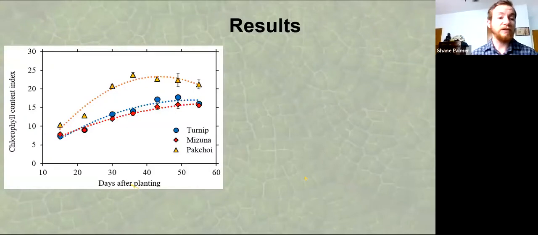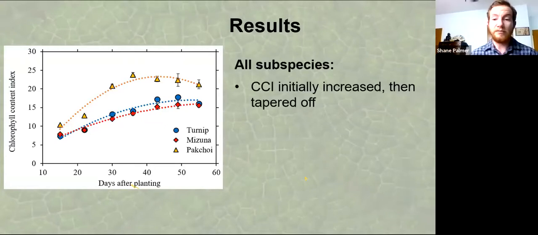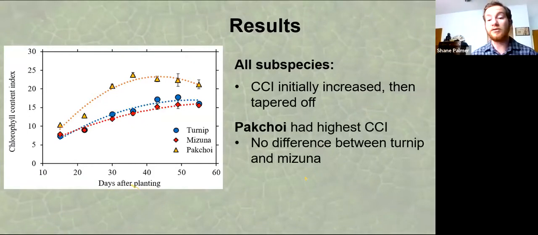So here's the results. This is the chlorophyll content index over time of turnip, mizuna, and pak choi in the greenhouse. All three of them increased and then started to taper off toward the end. Pak choi had the highest chlorophyll content index at all times, and there was no difference between turnip and mizuna. This is pretty consistent with the way that pak choi physically looked when we were in the greenhouse. The leaves did appear to be darker than mizuna or turnip, although they also appeared to be thicker as well, which, as I'll mention a little bit later, can affect the chlorophyll content index readings.